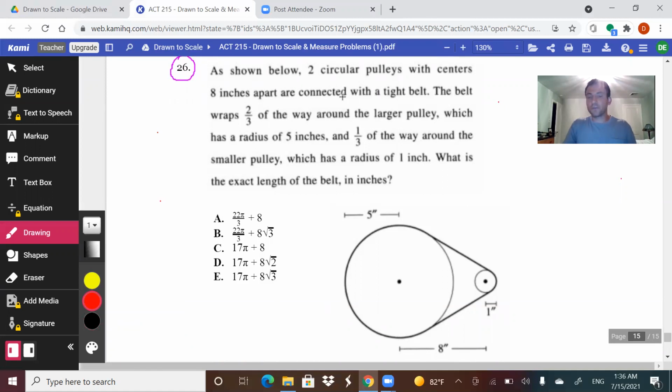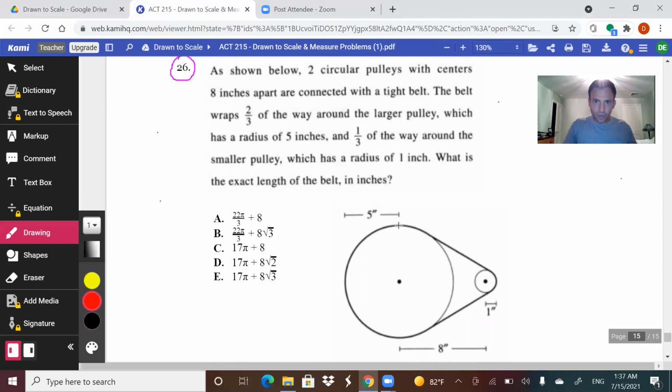Feel free to pause it and try it out however you want to, but I'm going to keep on going. So as shown below, 2 circular pulleys with centers 8 inches apart are connected with a tight belt. The belt wraps 2/3 of the way around the larger pulley, which has a radius of 5 inches, and 1/3 of the way around the smaller pulley, which has a radius of 1 inch. What is the exact length of the belt in inches?